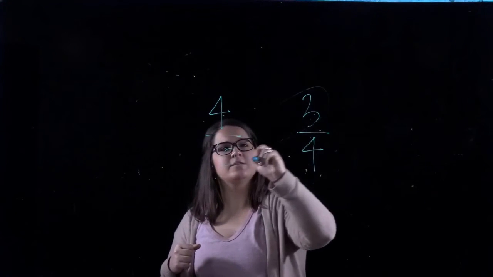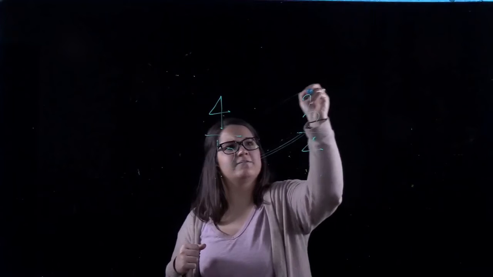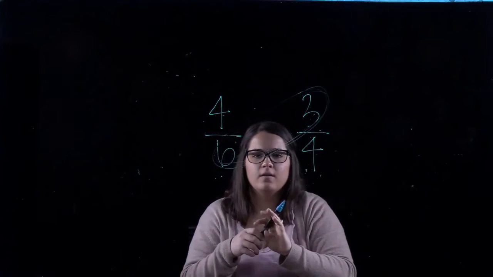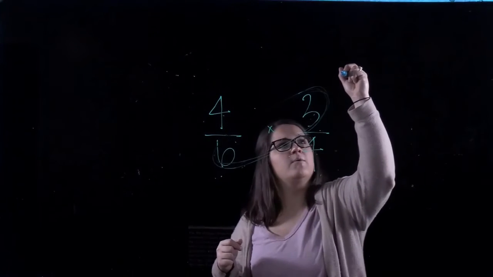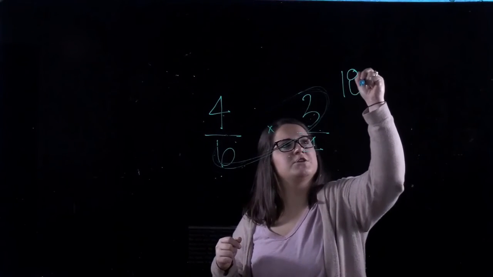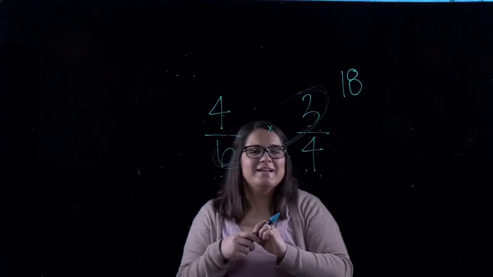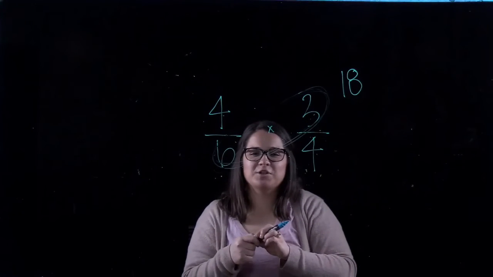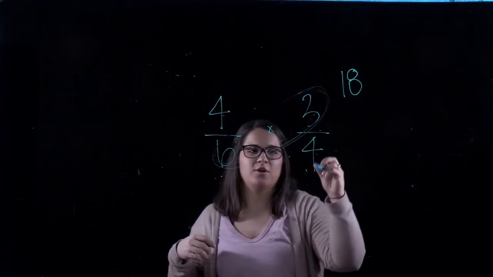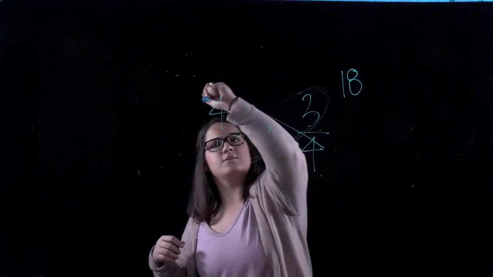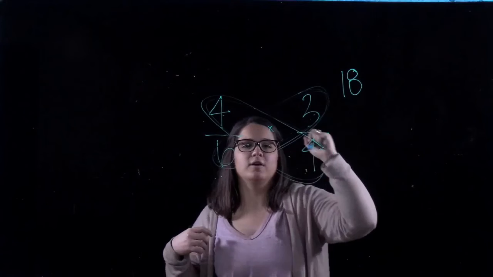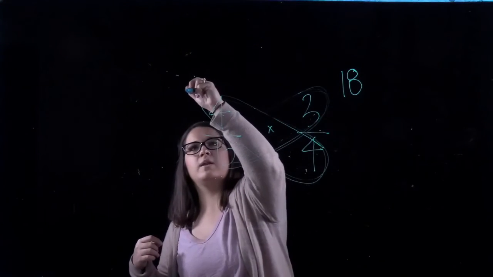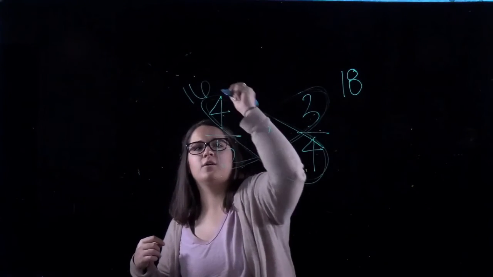So 6 times 3, that'll give us the first wing of the butterfly. So 6 times 3 is 18. And we're going to need to write that by the fraction on the right. Next, we multiply the denominator of the fraction on the right by the numerator of the fraction on the left. So that'll give us our second wing of the butterfly, and 4 times 4 is 16. We need to write that by the fraction on the left.